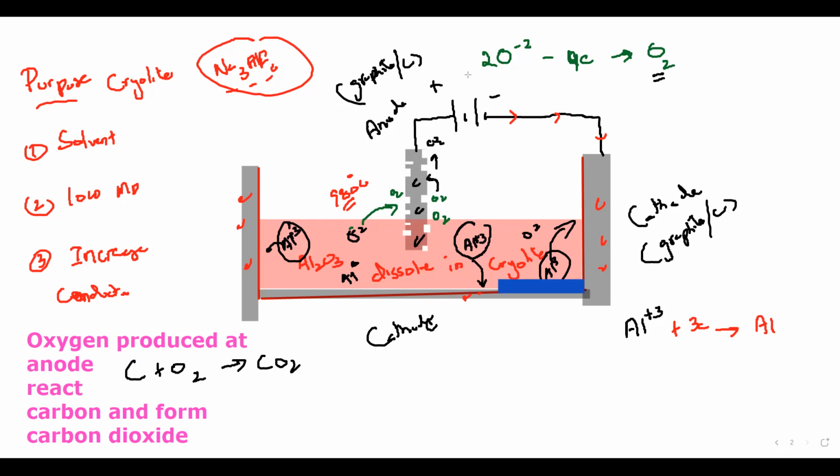So this is how we carry out the electrolysis of aluminium using the graphite or carbon electrode, using cryolite as a solvent which lowers the melting point and increases the conduction as well.